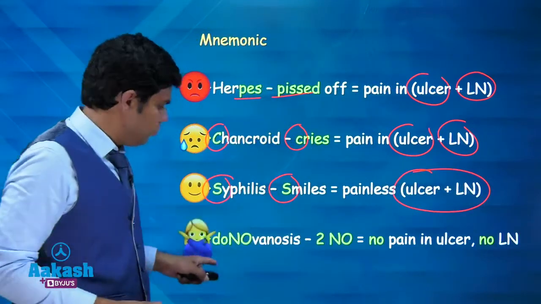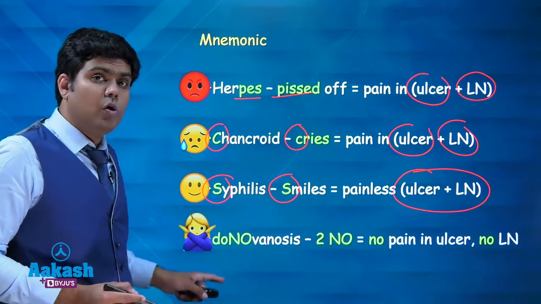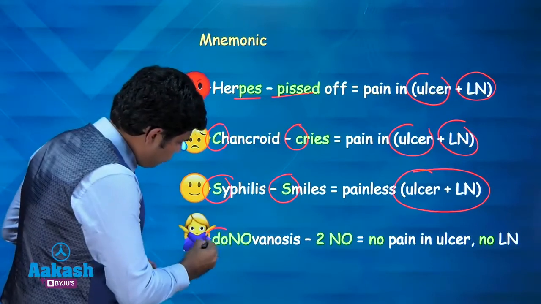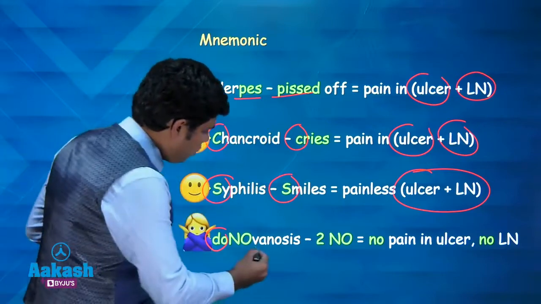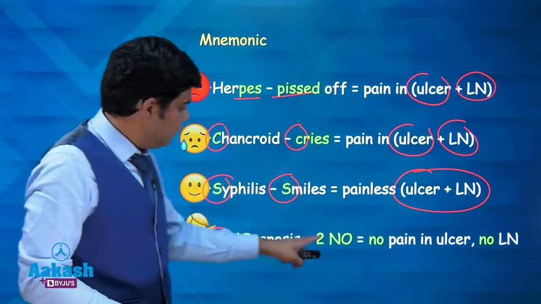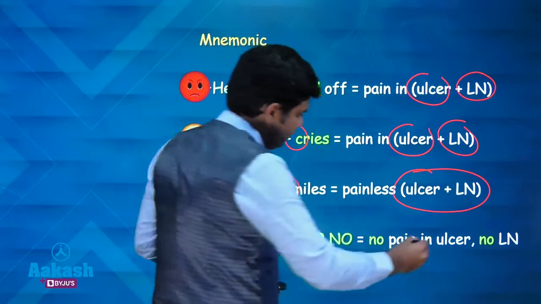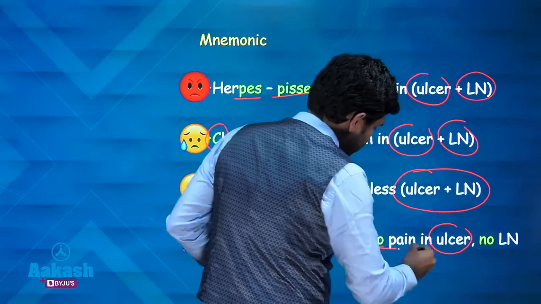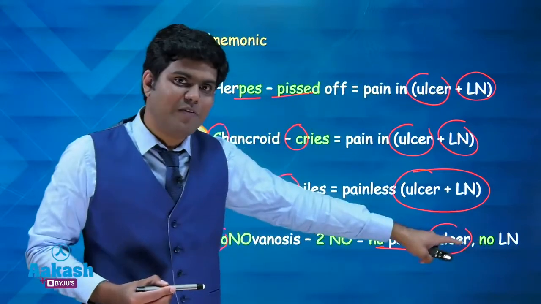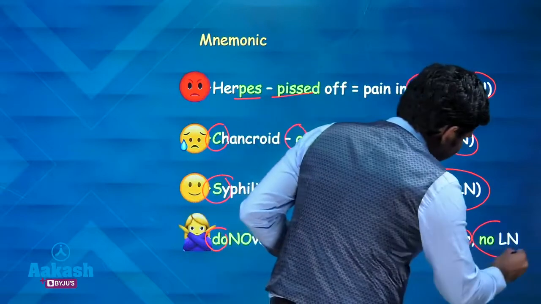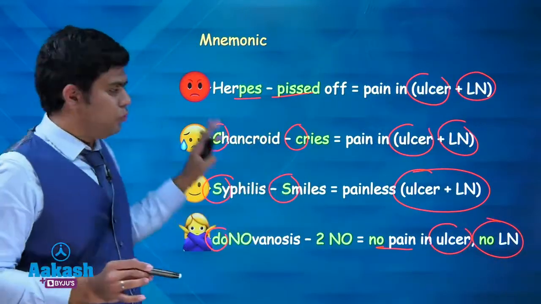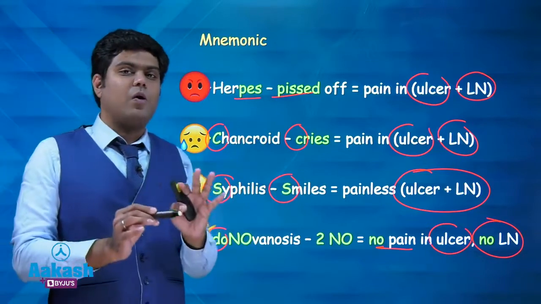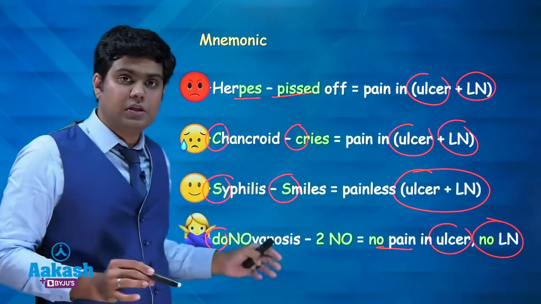Okay. What about donovanosis? Donovanosis has got do, which means two in Hindi, two no's. What are the two no's? Two no's in donovanosis. No pain in ulcer. Second no is no lymphadenopathy. Isn't it wonderful now? Genital ulcer is very clear, right? If you remember this mnemonic, you will be able to solve all the MCQs related to genital ulcer, the case scenarios.